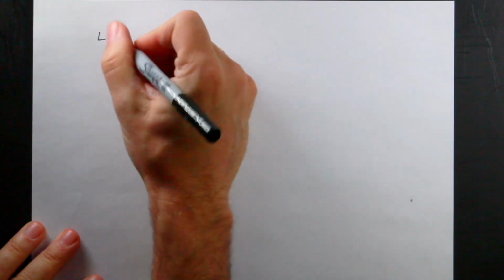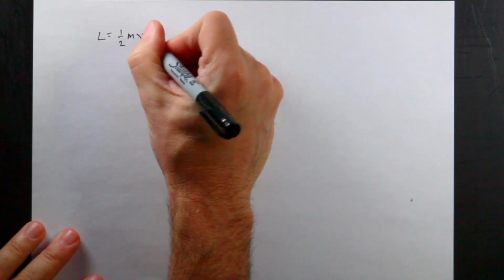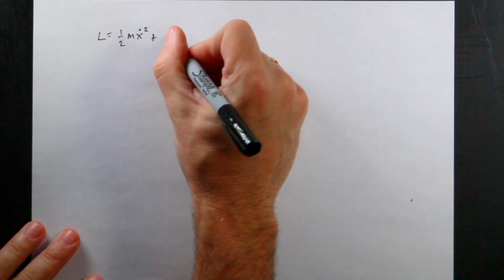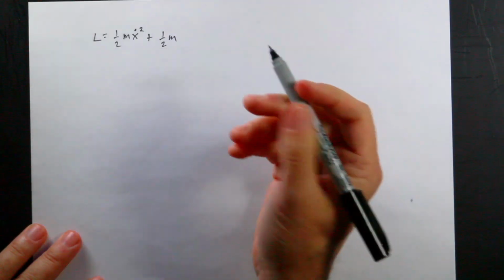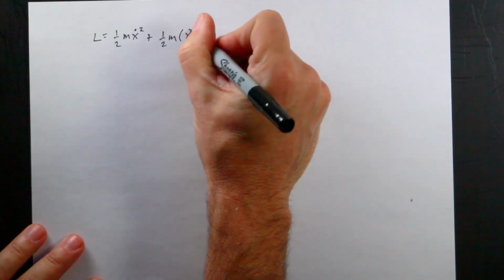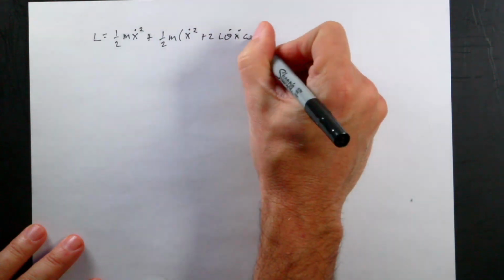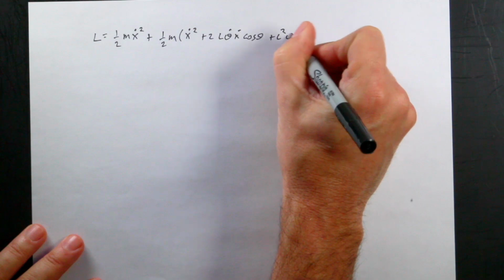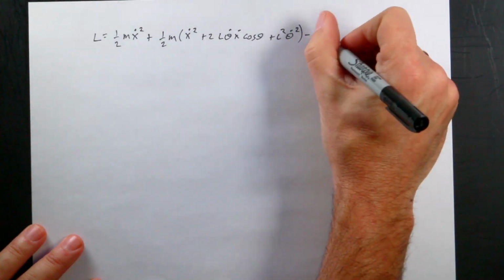Okay, so let me write my Lagrangian. I have my paper right there. Okay, so L equals 1/2 m x dot squared plus 1/2 m. Now I'm going to put in my expression for x1 dot squared plus y1 dot squared, which is x dot squared plus 2L theta dot x dot cosine theta plus L squared theta dot squared. And then I have to subtract the potential energy. So I'm going to say minus mgL cosine theta.